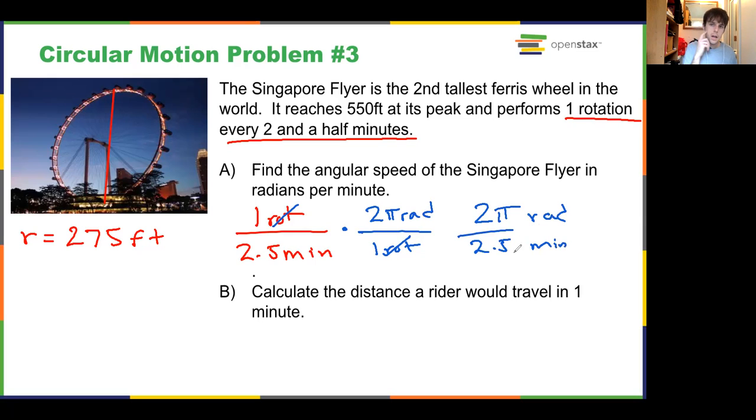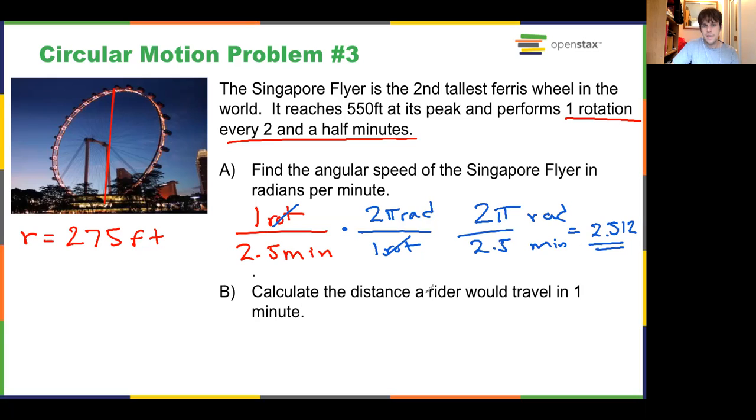It's a weird unit, and let's just go ahead and estimate that. So 2 times 3.14 divided by 2.5. All right, so I'm getting this to be 2.512 radians per minute. That is our answer here. Exact or decimal estimation, however we want to do it.